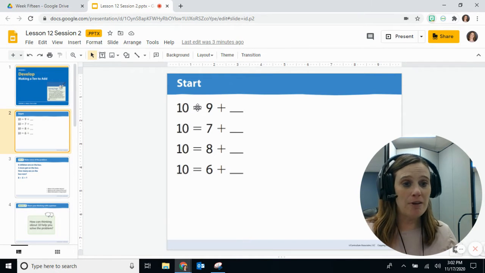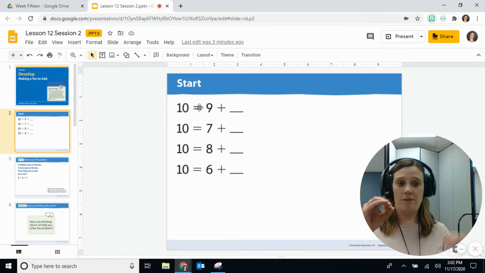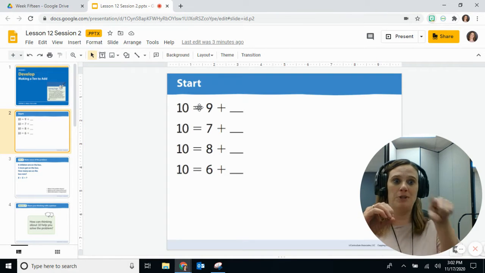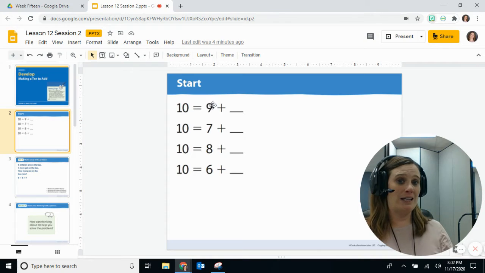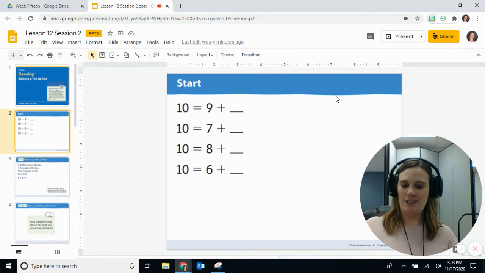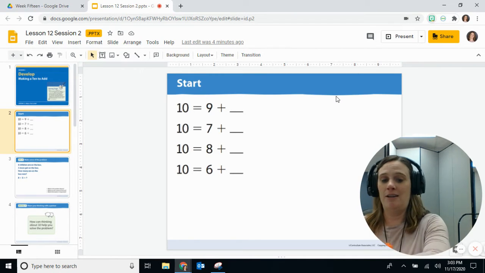This reminds me of that rainbow game we play on the smart board where you have the two clouds and it equals 10. So you have to figure out what goes on each cloud. So if we had 9 on one side, what number goes on the other side? It also reminds me of a game that we used to play.